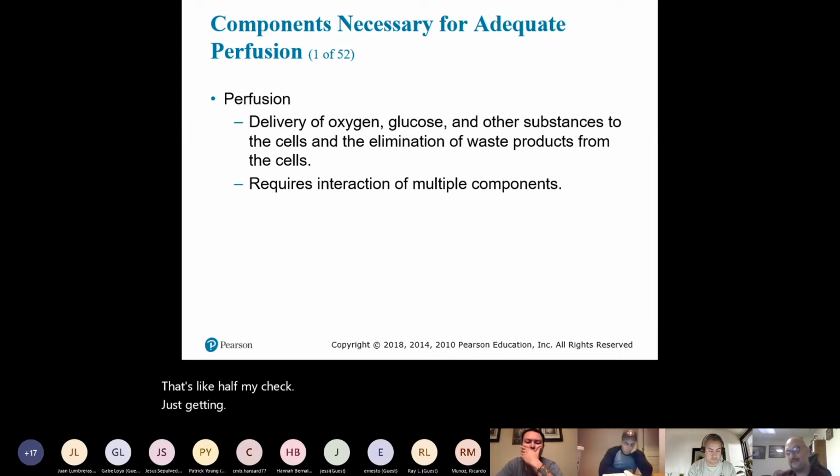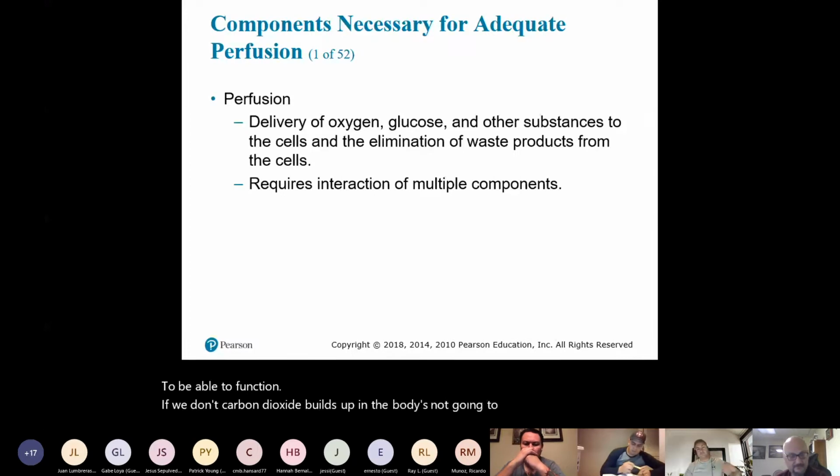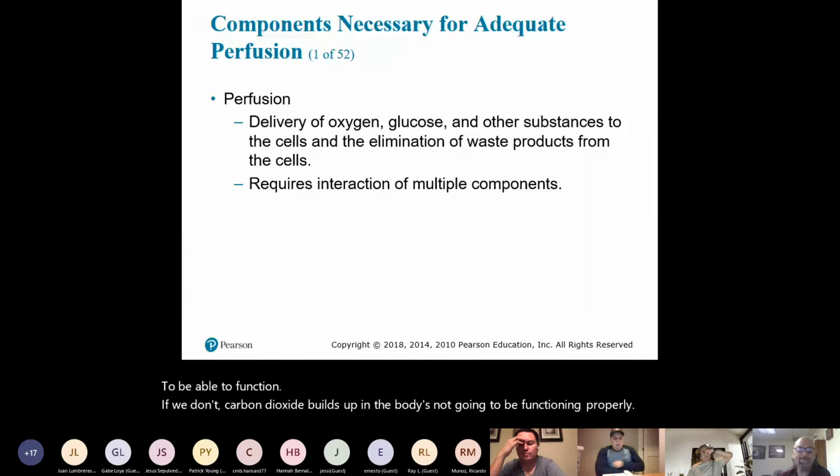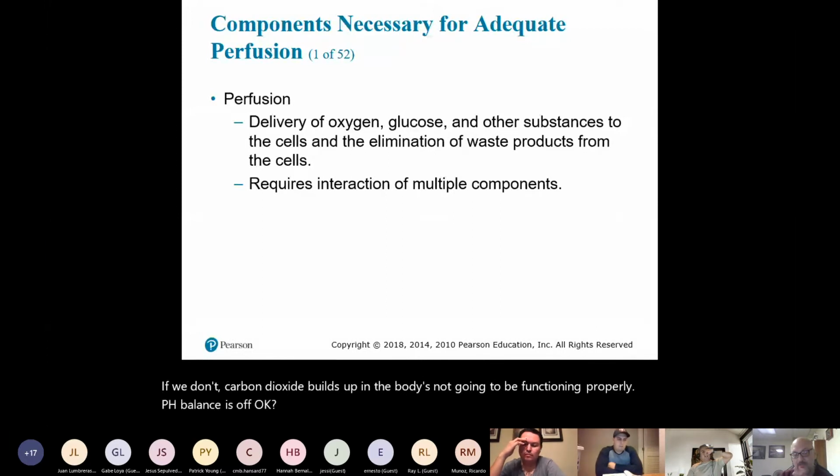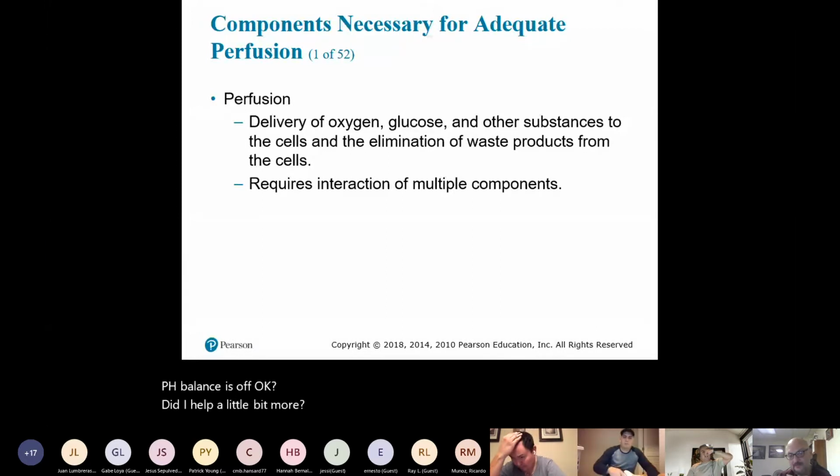And so we need to create that energy to be able to function. If we don't, carbon dioxide builds up and the body's not going to be functioning properly. pH balance is off. Okay. Did that help a little bit more? Okay. If not, just tell me, Lou, try again.